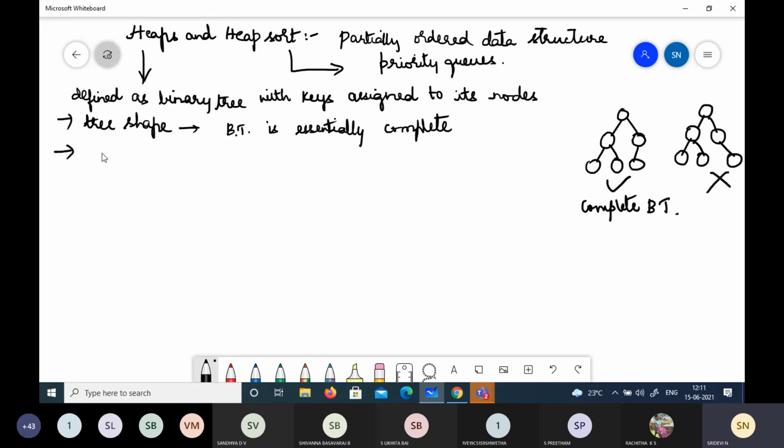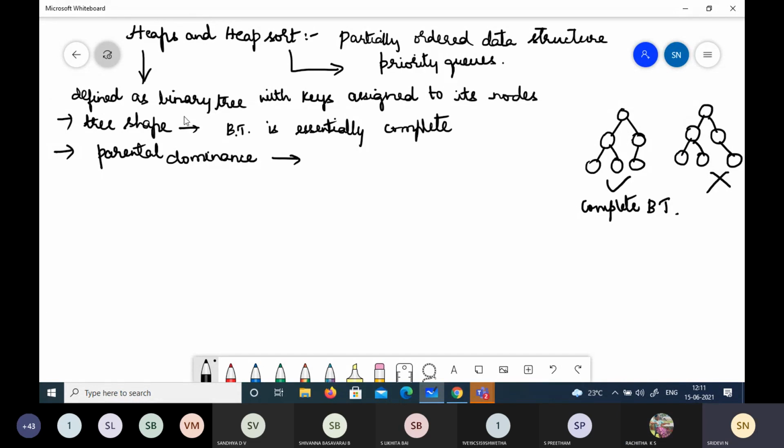The second property says that there should be parental dominance. What do you mean by parental dominance? Once you look into the name, you by yourself can guess what this parental dominance could be. Who is the parent here for these two? Root node. So what does parental dominance mean?